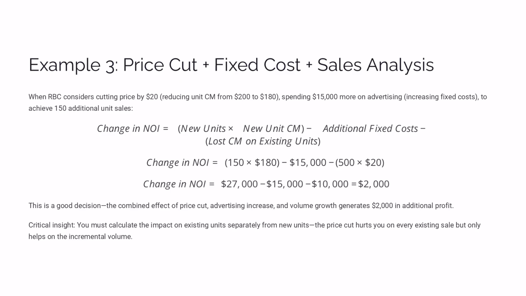This is exactly the strategy Amazon used to dominate e-commerce, accepting lower prices, reduced contribution margin, and higher marketing costs, increased fixed costs, to drive massive volume increases. And while it looked like they were losing money for years, Jeff Bezos knew the CVP math would eventually work in their favor once they hit scale.